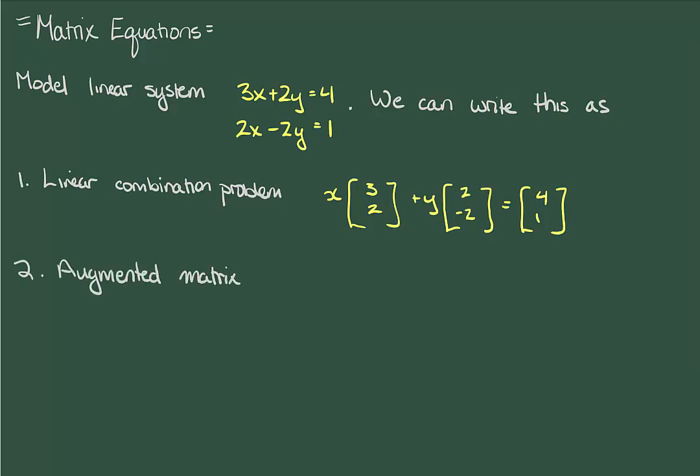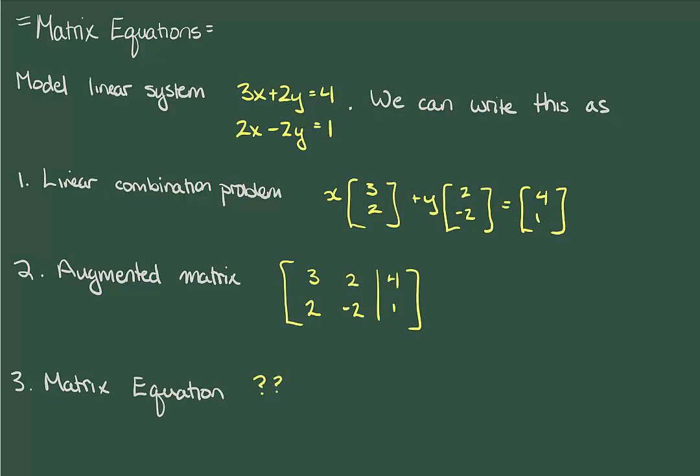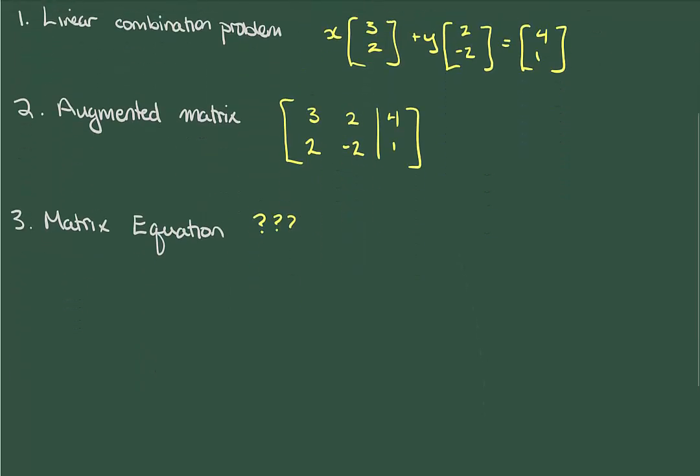The second way is to write this as an augmented matrix, which we've used a ton to solve linear systems. Now in this video, we're going to look at a third way called matrix equations. So how do we do this? Well, let's start by taking down the coefficient matrix. And we've seen this before.